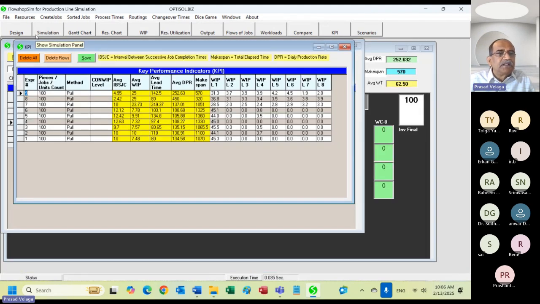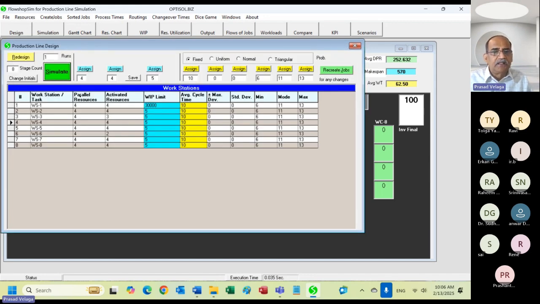Now let me consider another one. So far I have been considering the balanced line with no variation. I would go to the case where, let me restore one machine case. So I'm back to normal. So I would introduce random variation now. Assume that the cycle times follow a normal distribution with mean 10 and standard deviation 2. I'm going to simulate the production with cycle times following normal distribution. So let me simulate now.